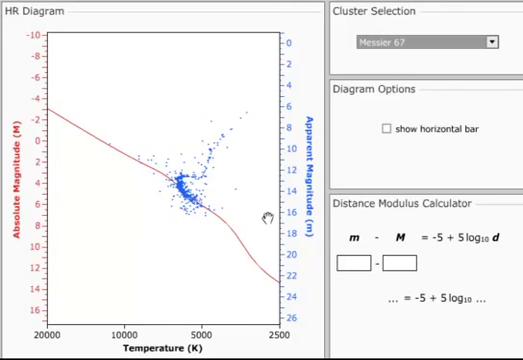So by making these HR diagrams, we can not only categorize these stars to say, are they main sequence, or are they giants, or are they white dwarfs, but we can actually measure the age of a star cluster. It's really amazing.